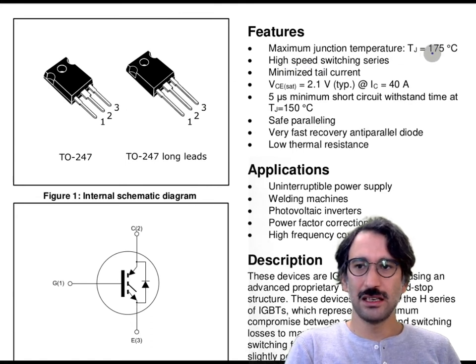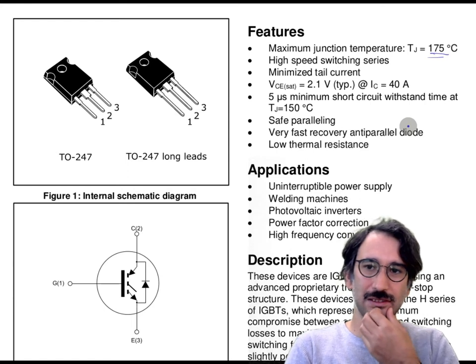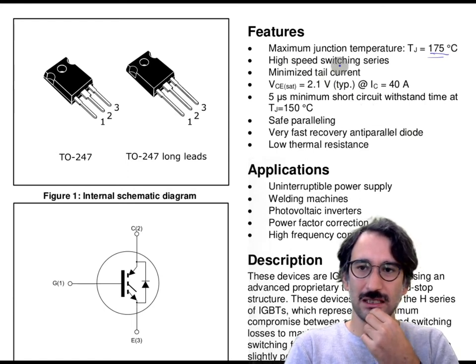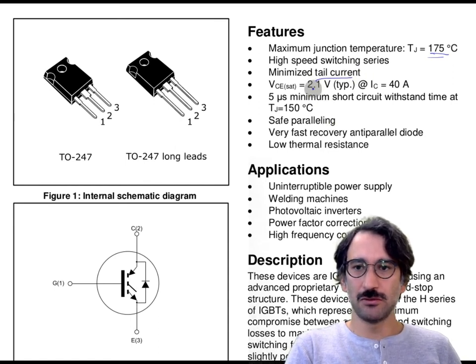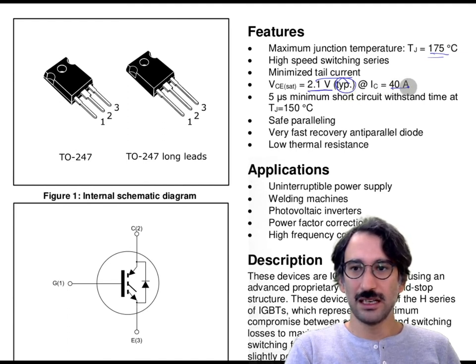Again, this is a higher temperature device, 175 Celsius. They say high speed switching series. We will talk about that tail current. And normally the forward voltage is around 2.1 volts. Whenever you see typical, probably it is the best value, and we will see the detailed explanations in the data sheet at 40 amps.